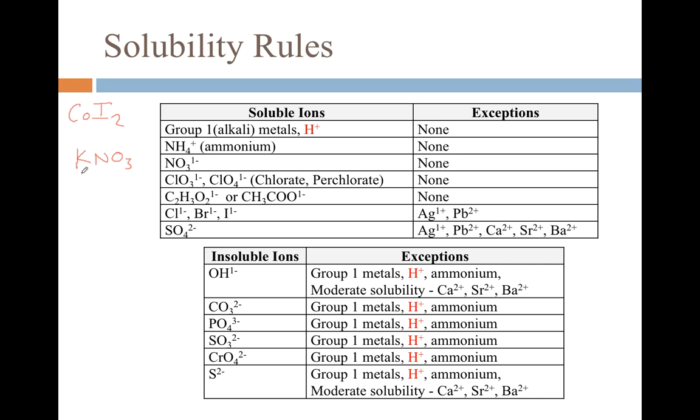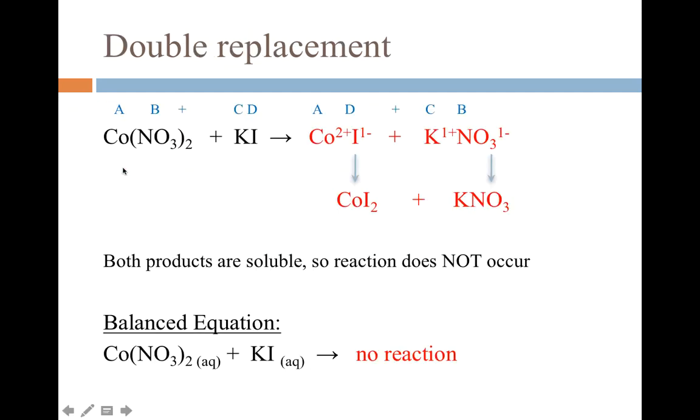For the potassium nitrate, potassium is a group 1 metal, so it is soluble. There are no exceptions. So both of these compounds are soluble. Since both of the products are soluble, and we also did not get water and we did not get a gas, no reaction occurs. So this is no reaction.